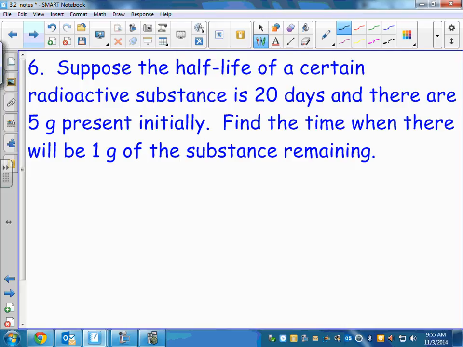The other type of question that's thrown in here is some half-life stuff, and we're going to spend a lot more time on half-life later. Today, we're just going to do the shortcut to half-life.